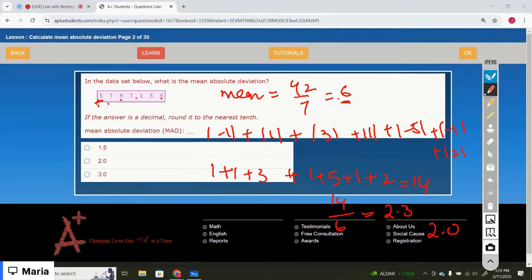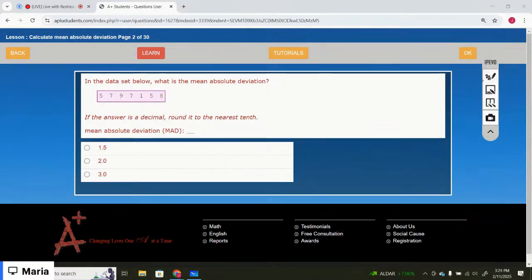The correct option is 2.0. Option number 2 is the correct option.